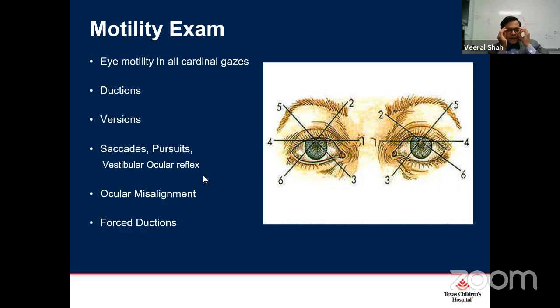So then ocular misalignment. Ocular misalignment is referring to the alignment of one eye in relation to the other eye. And I'm going to talk about that in a moment. It's the next slide for me.